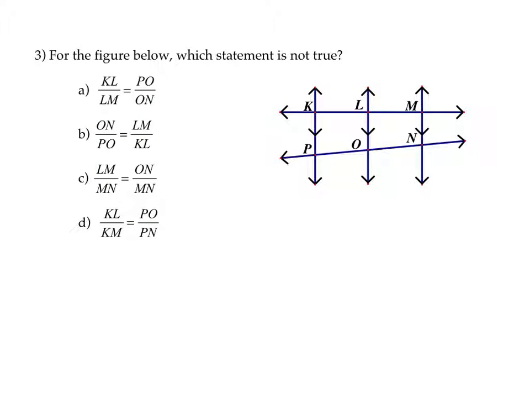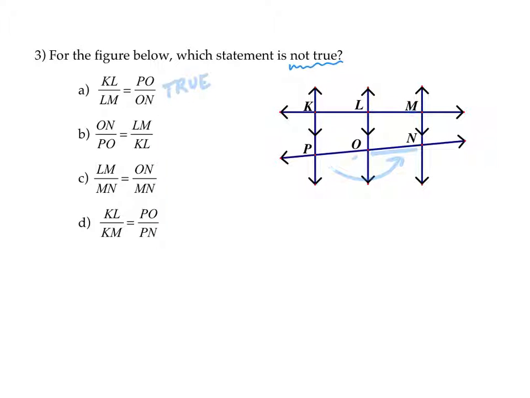Right, for our last example, it says, for the figure below, which statement is not true? So be careful. We're looking for something that does not work. So in the first answer, it says KL corresponds to LM. So I'm going to highlight as we go through here. So it says KL corresponds to LM. So we're comparing those two in the same way that PO corresponds to ON. And that one is actually true. So we're going to hold off and try another one here.